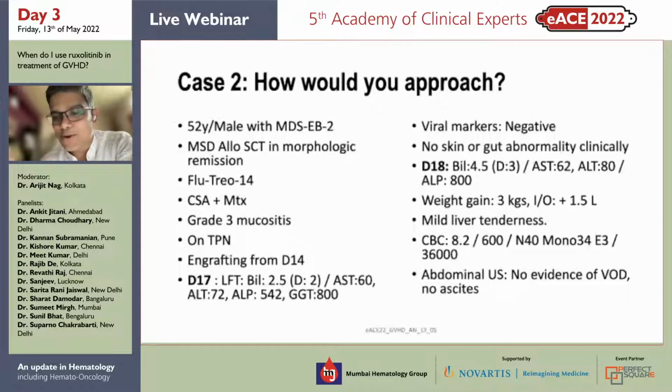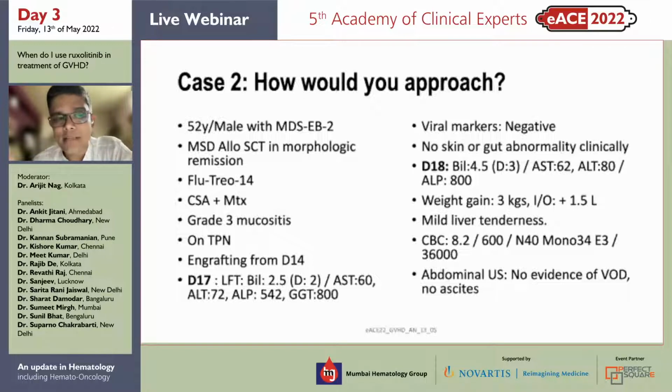Okay, great. So I go to the next point, which is the second case: a 52-year-old gentleman with MDS EB2, having a matched sibling donor allogeneic transplantation using Flu 3 Bu 14 with cyclosporin and methotrexate as the GVHD prophylaxis. The patient had grade 3 mucositis, was on PPN, and was engrafting from day 14.